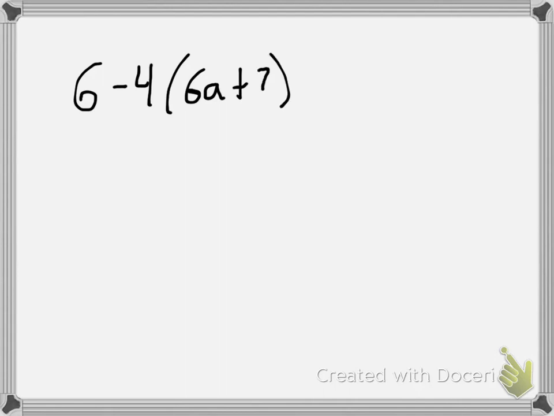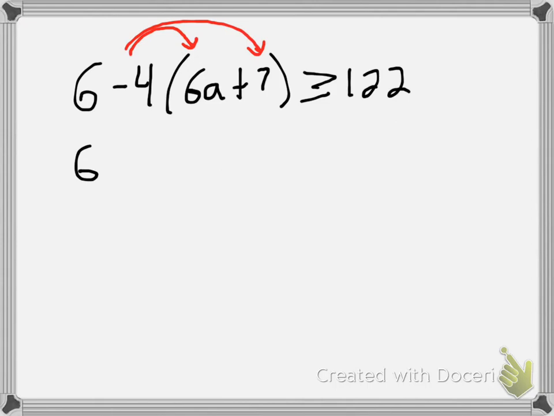Alright, this is the last one that we're going to look at. It's 6 minus 4 times 6a plus 7 is greater than or equal to 122. Okay, so with this one we do have some distributive property. The 6 in the front has nothing to do with my distributive property, so I'm going to bring that one down. Now, this negative 4, remember you want to distribute that as a negative 4, we're going to multiply negative 4 to each of these.